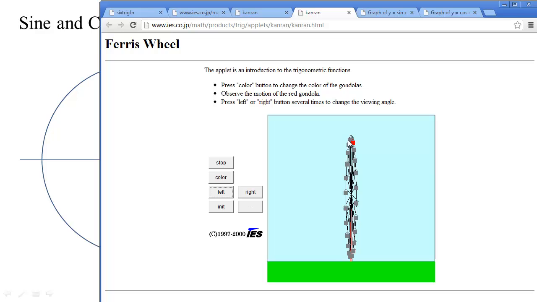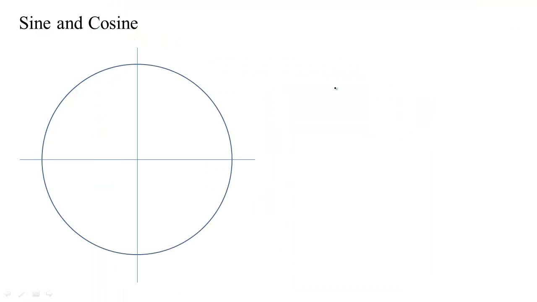We reach some maximum point. And as the angle continues to increase, or as time goes on, we come back down. And we get to our lowest point, and then we come back up to where we started here after having made a complete turn. So we're interested in taking that circular motion and breaking it up into two components. And we're basically making two functions that depend on the angle.